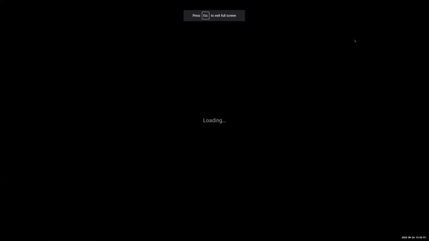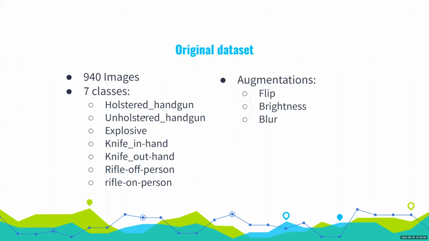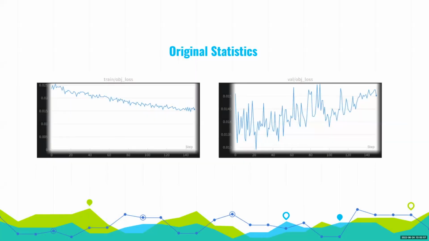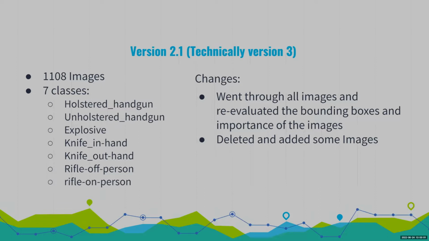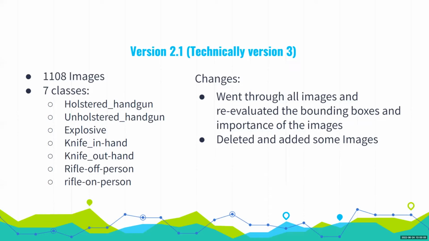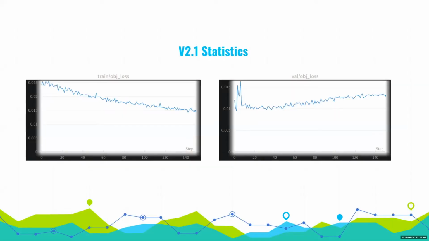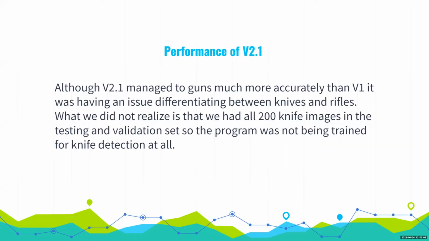So in the second iteration, we added an additional 168 images to the data set in order for the classes to be better represented in the data set, and then we readjusted the bounding boxes of the images. However, it was still having an issue differentiating between knives and rifles due to all 200 knife images only being in the validation and testing sets and not the training set.